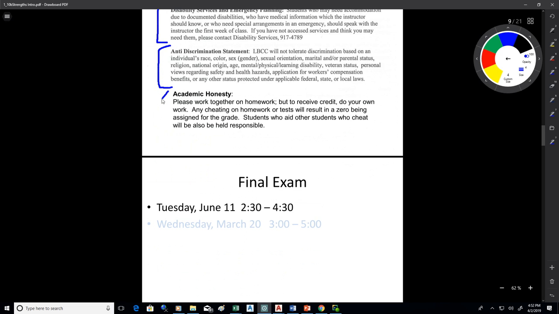Also, I've got a statement here on academic honesty. I encourage you to work with other people together on your homework, but everyone should do their own independent work. That goes for homework and certainly for tests. So any cheating on homework or tests will result in a 0 being assigned for the grade. Both people who cheat and people who aid other students in cheating will be given 0.